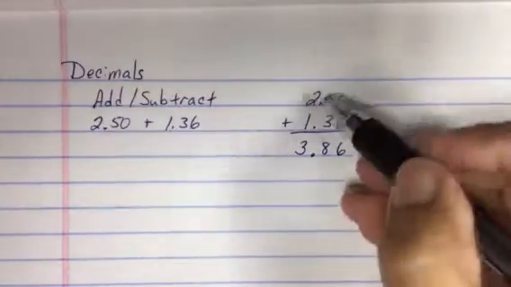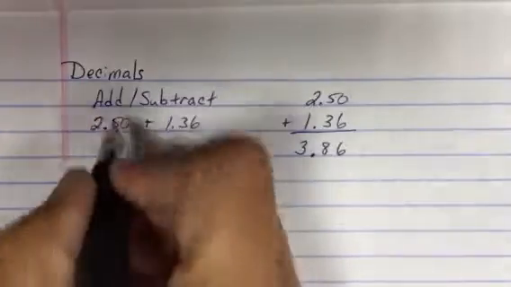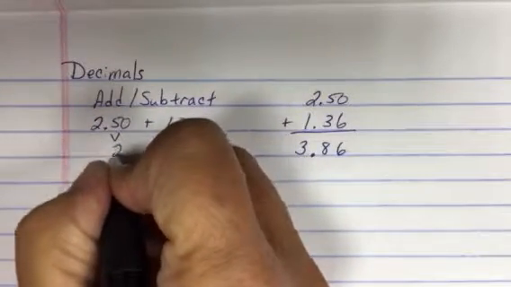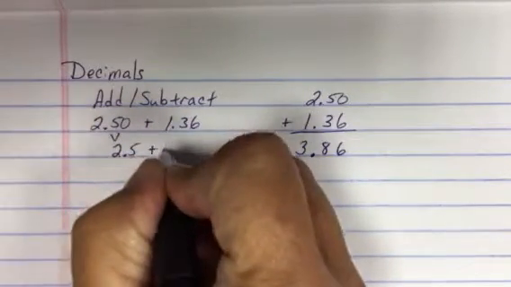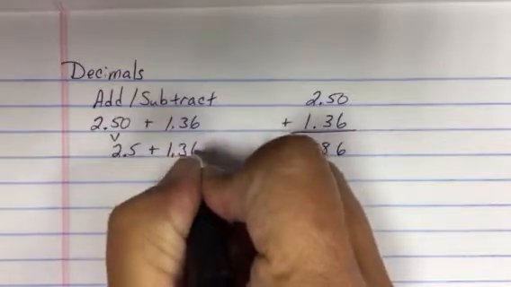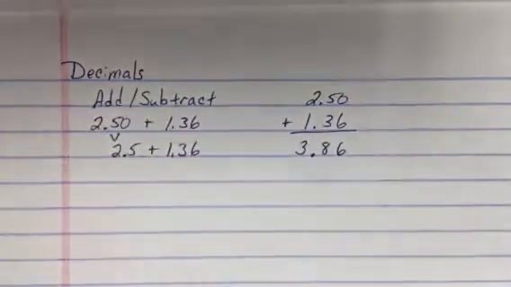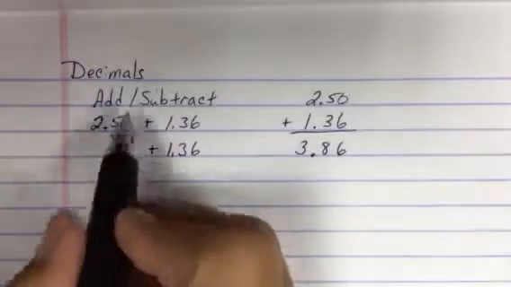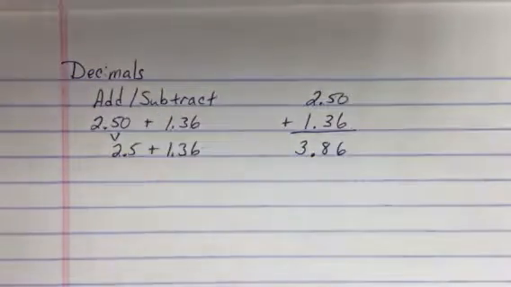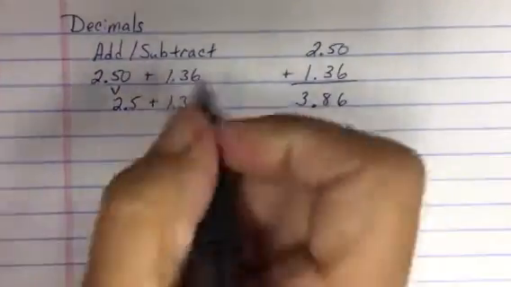Now if you notice, I wrote 2.50. Typically, that would have been written as 2.5 plus 1.36. The 0 in this case is referred to as a placeholder so that we have 2 decimal places and 2 decimal places. We want to keep that part even. But that's a quick example of addition.